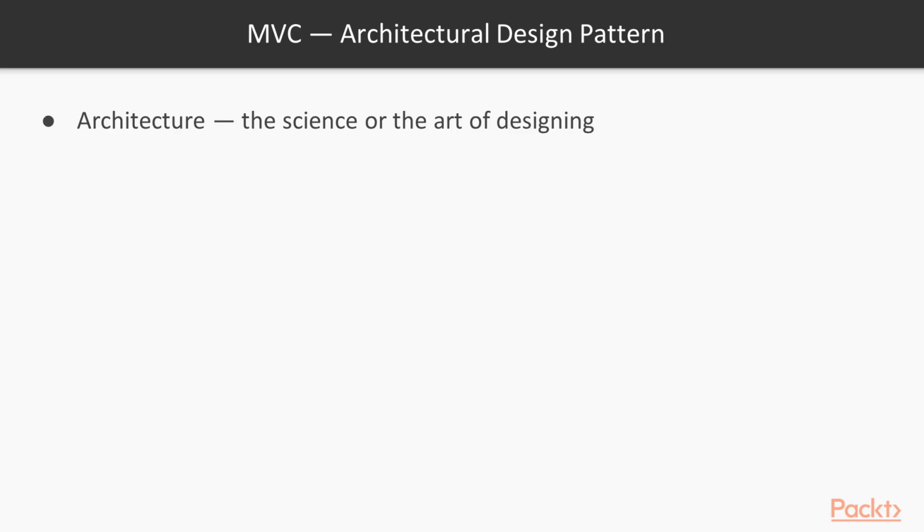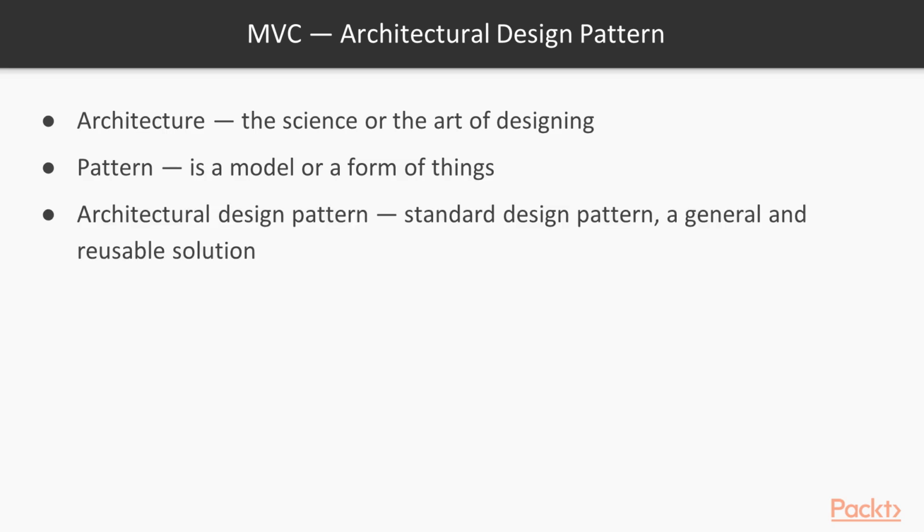MVC is an architectural pattern. What do we really mean by an architectural pattern? The word architecture means the science of designing or the art of designing. Pattern means some kind of model or form. When we see that model or form repeating, we know that we have a pattern. Architectural design pattern is a standardized form or model of designing something for a general solution. It is reusable, so the pattern can be employed wherever one needs to solve similar kinds of problems.